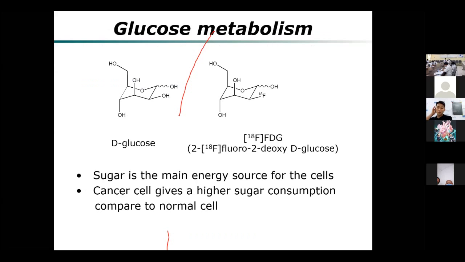So we already know about a metabolic imaging agent, FDG. It is the capital pharmaceutical of this field, and we must know its mechanism. Sugar is the main energy source for the cell, so it is taken up really well by the cell, and especially cancer cells use glucose as an energy source. So they have a higher consumption level than normal cells. We use this mechanism for imaging tumor cells.